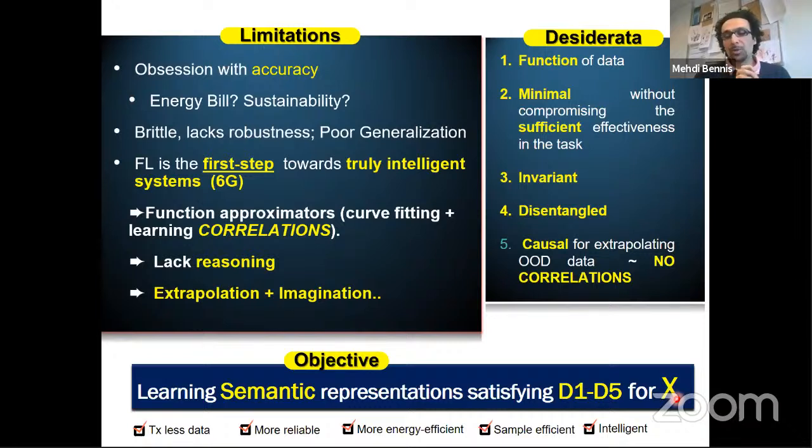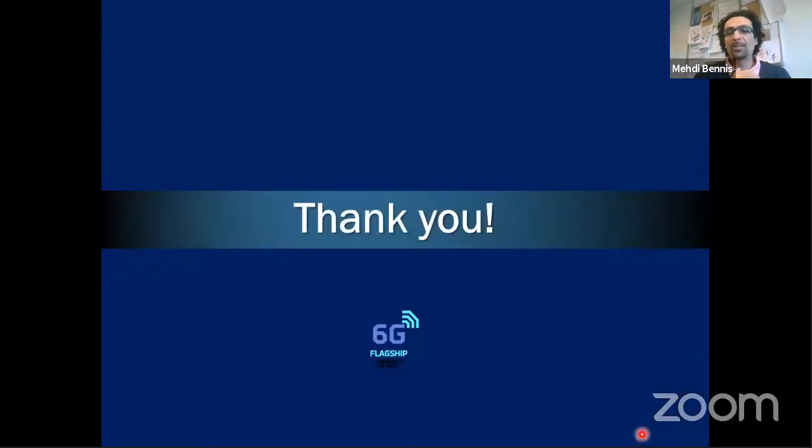And if we really manage to do that, then the nice benefits are that we'll be able to transmit much less data. Speaking of sustainability, more reliability, more energy efficiency, of course much better than today, sample efficiency, and true intelligence. Because, as you may have realized, this word intelligent communication is being somewhat abused sometimes, because as you can see, we are really at the very beginning of what intelligent communication is. So with this, I thank you very much, and I'm happy to answer some questions.